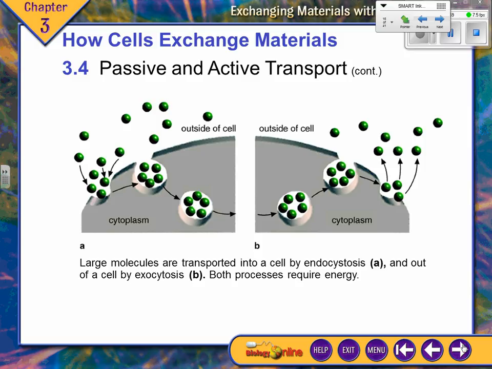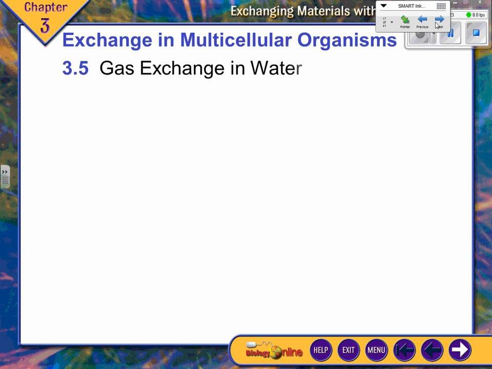Can we go the opposite way, where forget A, just look at B, the cell encloses, it makes a membrane around something it doesn't want. It moves that vesicle to the membrane. That membrane becomes part of the cell membrane, and then it pushes out. Okay? So that's endocytosis and exocytosis. And I think we're going to stop right there.